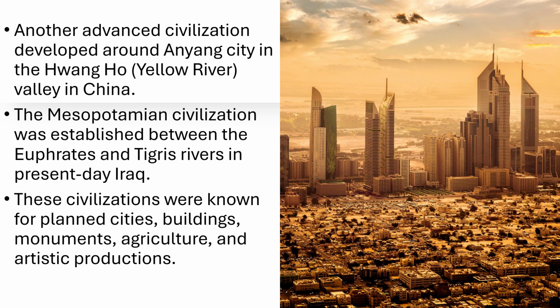Another advanced civilization developed around Anyang city in the Huanghe, also known as the Yellow River Valley in China. The Mesopotamian civilization was established between the Euphrates and Tigris rivers in present-day Iraq. These civilizations were known for planned cities, buildings, monuments, agriculture, and artistic productions.